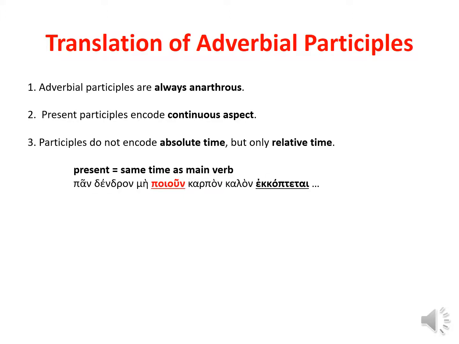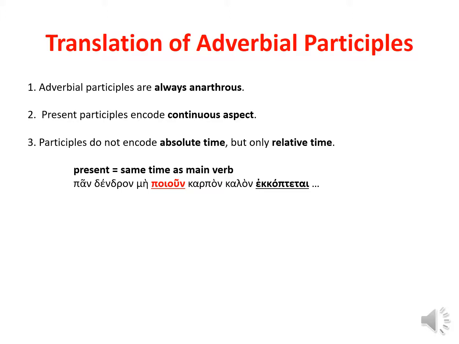So here's an example. Pandindran me poyun karpan kalan ekaptai. I've underlined both the main verb in black and the participle in red. If you look at the main verb in black, it's indicative. It's a present middle passive indicative. So because it's present, when will the participle be happening in time? The present participle will be happening at the same time as the main verb. So if the present is the tense of the main verb, then the participle in the present will be happening at the same time, which will be in the present.